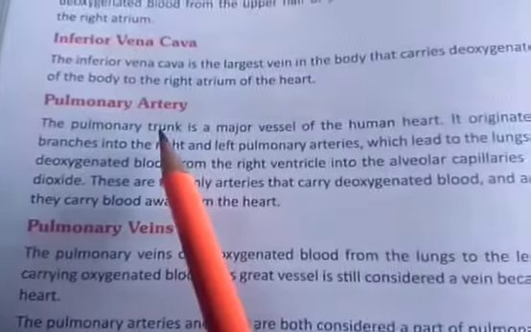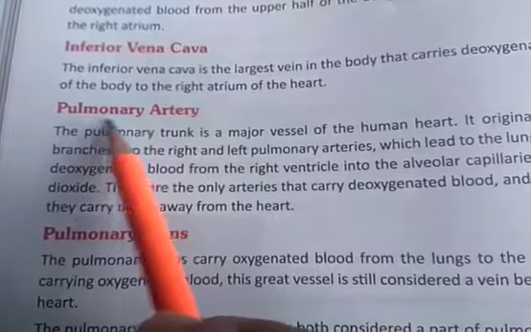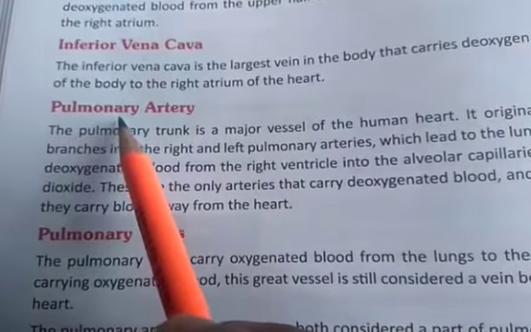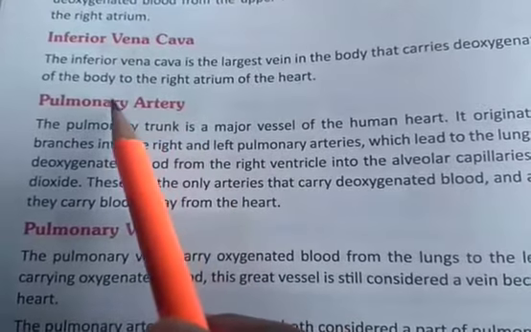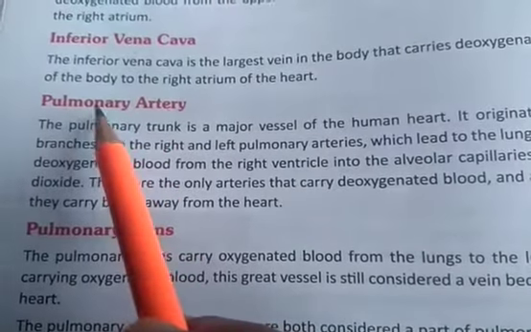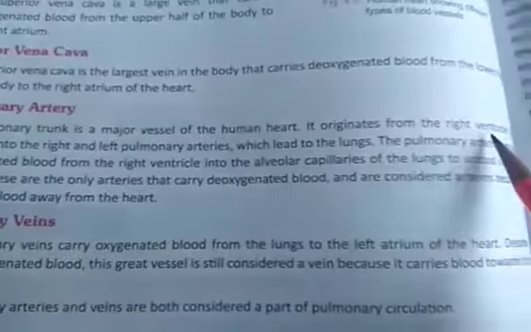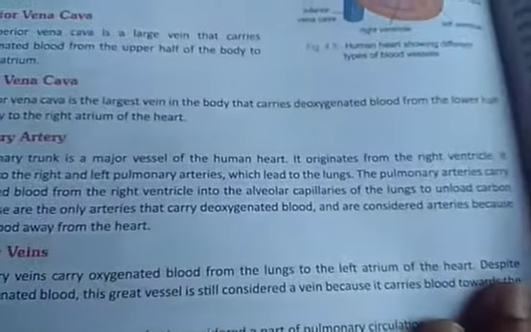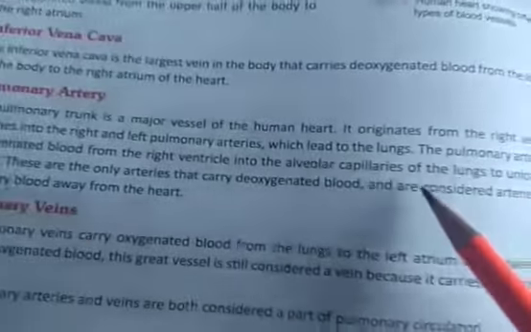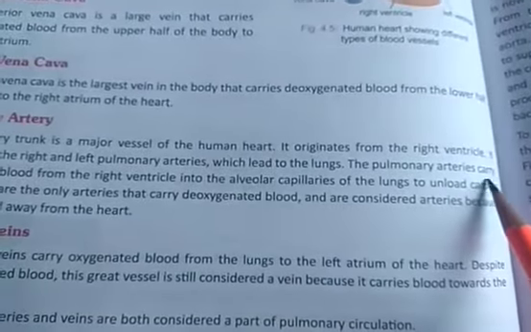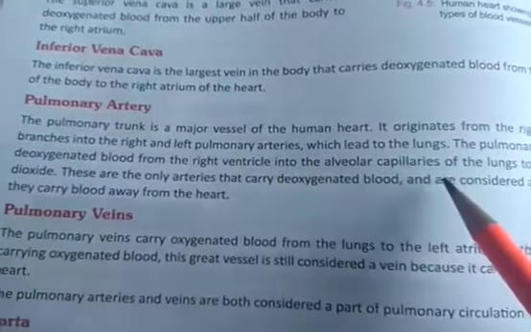Then we have the pulmonary artery. I already told you the meaning of pulmonary. Whenever you hear the word pulmonary, it means we are talking about the lungs. So the pulmonary artery is an artery present between the heart and the lungs. The pulmonary trunk is a major vessel of the human heart. It originates from the right ventricle and branches into the right and left pulmonary arteries, which lead to the lungs. The pulmonary arteries carry deoxygenated blood from the right ventricle into the alveolar capillaries.